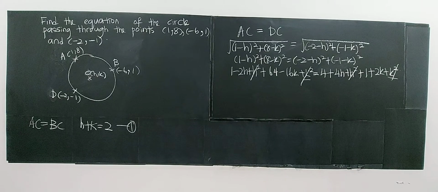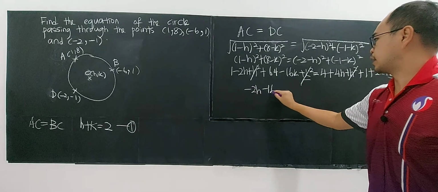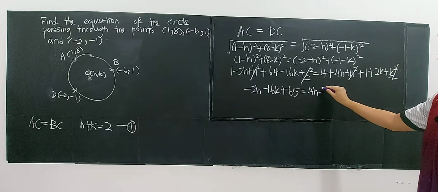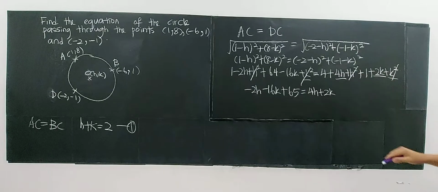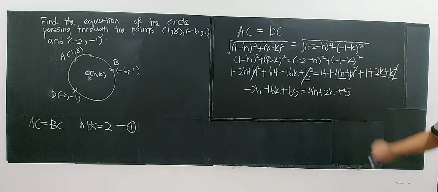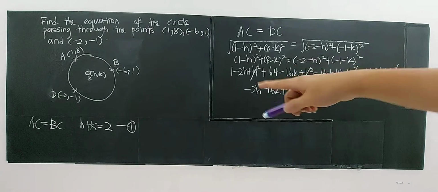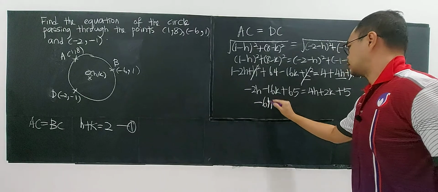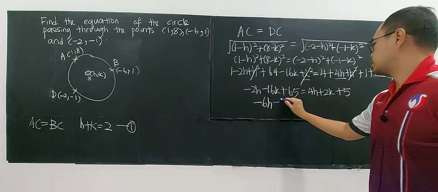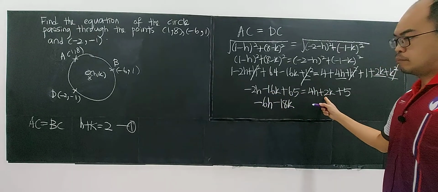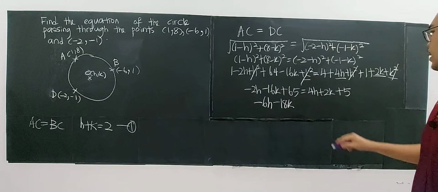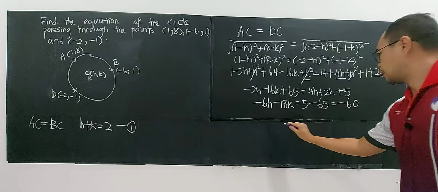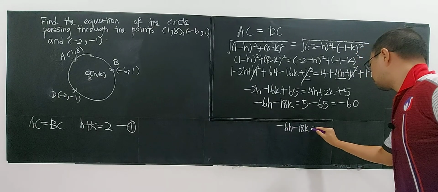So we group the negative 2h minus 16k, and 64 plus 1 gives 65, whereas here you have 4h plus 2k, and 4 plus 1 gives 5. Now bring over to the other side. Negative 2 minus 4h gives negative 6h. Negative 16 minus 2k gives negative 18k. And 5 minus 65 gives negative 60. So you get negative 6h, negative 18k equals negative 60.